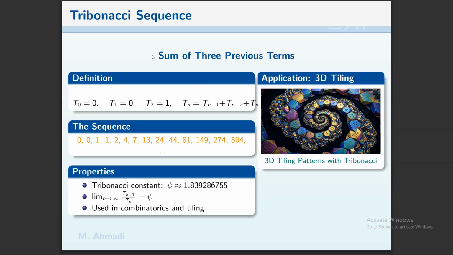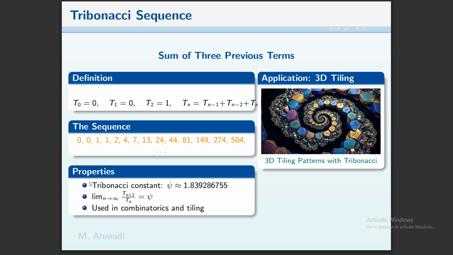The second sequence is the Tribonacci sequence, the sum of three previous terms. The definition is in here. T0 is 0, T1 equals 0, T2 equals 1, so Tn equals Tn minus 1 plus Tn minus 2 plus Tn minus 3. So the generated sequence is 0, 0, 1, 1, 2, 4, 7, 13, 24, 44, 81, 149, 274, and 504.